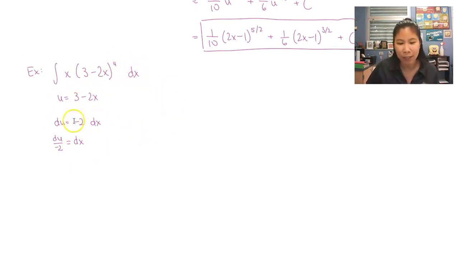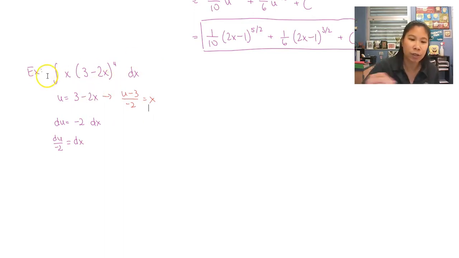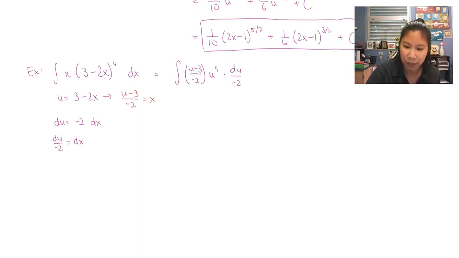But then because my du doesn't have the x in it, now I'm going to use u equals 3 minus 2x to rewrite this in terms of x. So I can subtract 3 on both sides and then divide by negative 2 to get x by itself. So now x just equals (u minus 3) over negative 2. So I can rewrite my original problem now, all in terms of u. So instead of x, I'm writing (u minus 3) over negative 2. The parentheses 3 minus 2x is really just u to the 4th power. dx is du over negative 2.